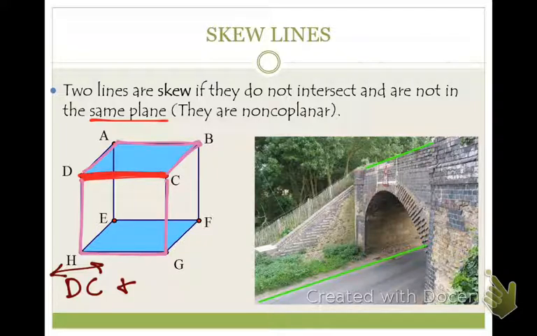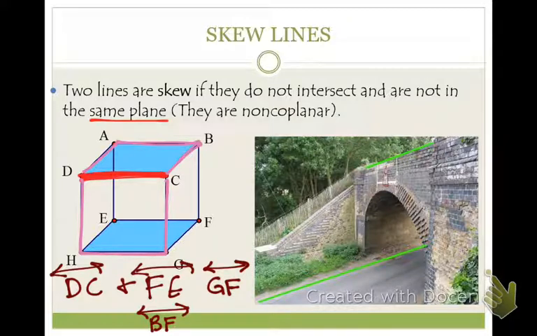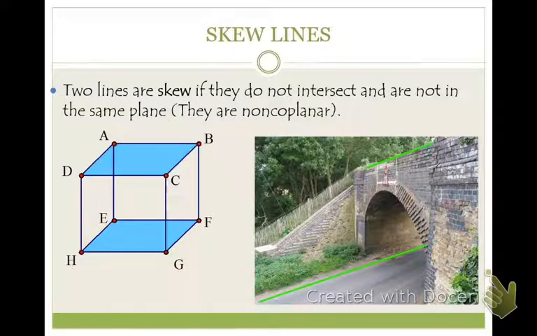And what other line would be skew? FE, sure. Any of the ones that are not highlighted are skew. So you could say FE. What else could you say? BF. You could say BF. What else? GF. GF, yep. So we're just listing lines that are not on the same plane and that don't intersect with DC. We still haven't named them all. What else do we have? EH, good. I want to say there's one more. CG is a part of the side. EA, I think, is the last one. EA. Good.